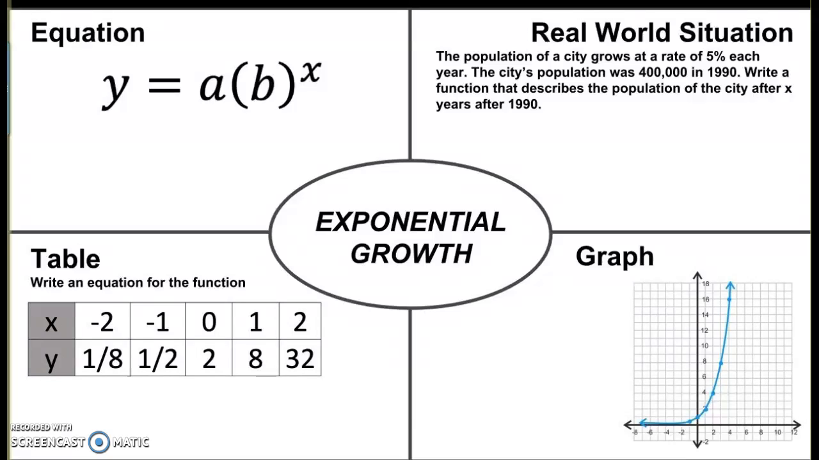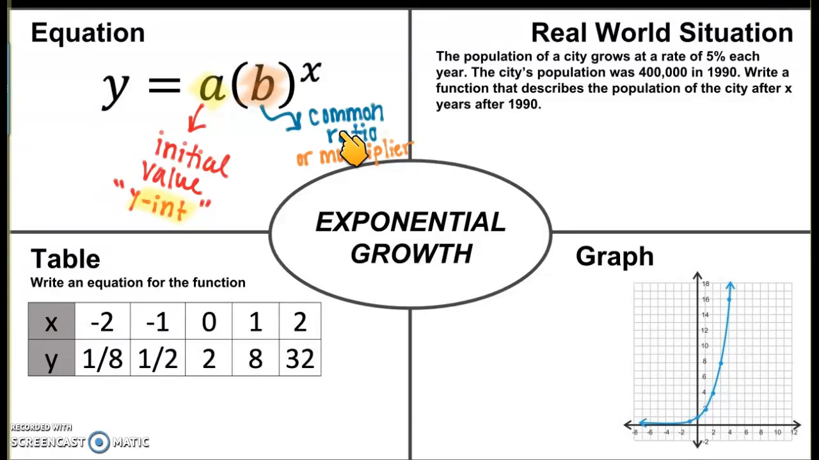First, let's start with our equation y equals a times b to the power of x. We should recall that the value of a is our initial value or the y-intercept. We also should recall that the value of b is the common ratio. We can also think of this as a common multiplier since this is the number that we're multiplying by each time to find the next term.